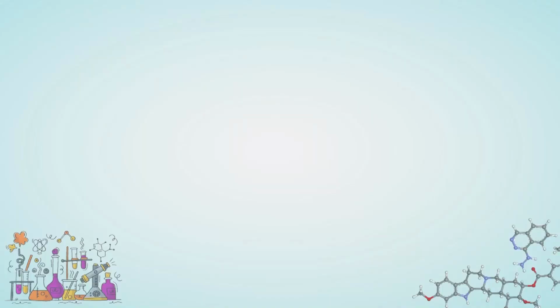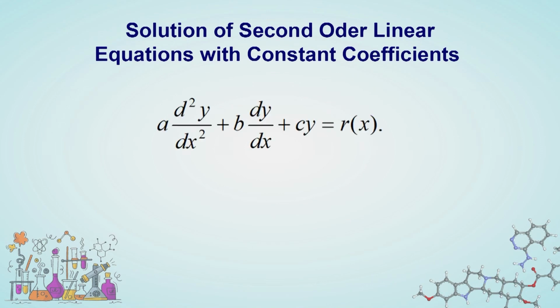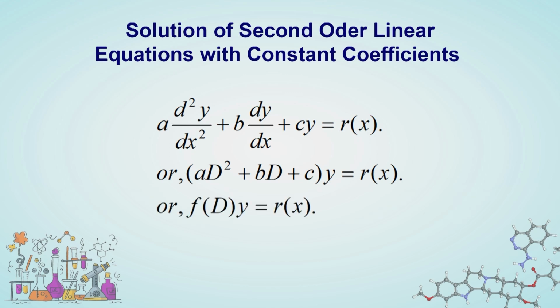But how do we start to solve this second order linear differential equation? Very simply, we can see here a is the constant coefficient: a d^2y/dx^2 plus b dy/dx plus cy equals r(x). If we apply the differential operator capital D, then it becomes aD^2 plus bD plus c, and all the terms are defined by the function of operator D, and f(D) is a polynomial, and this polynomial definitely has roots. Therefore, the nature of roots may be real and distinct, real and equal, or complex roots. It depends on the nature of roots.